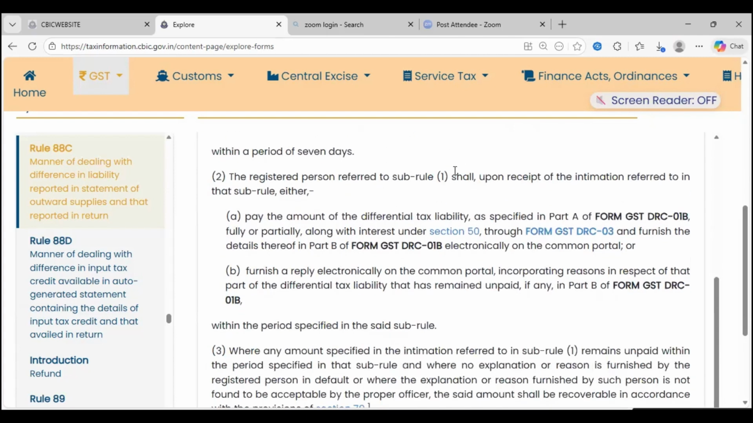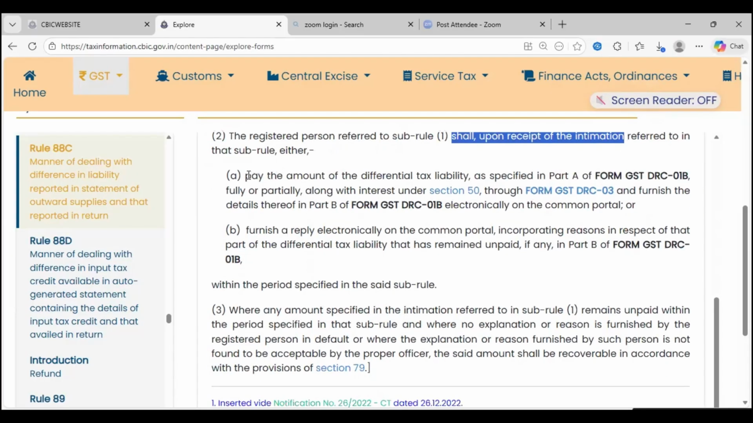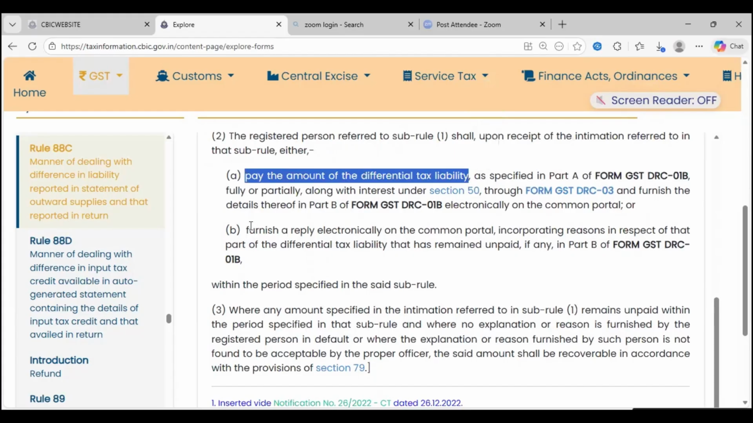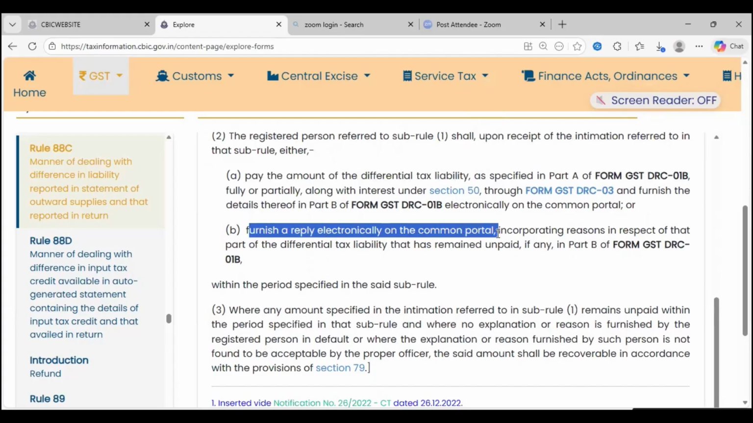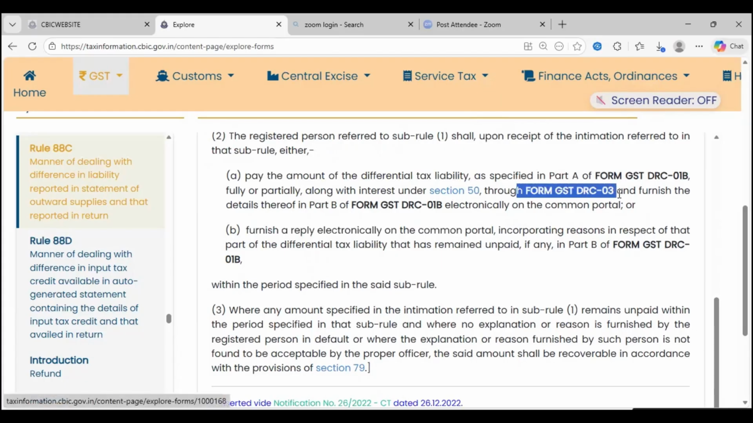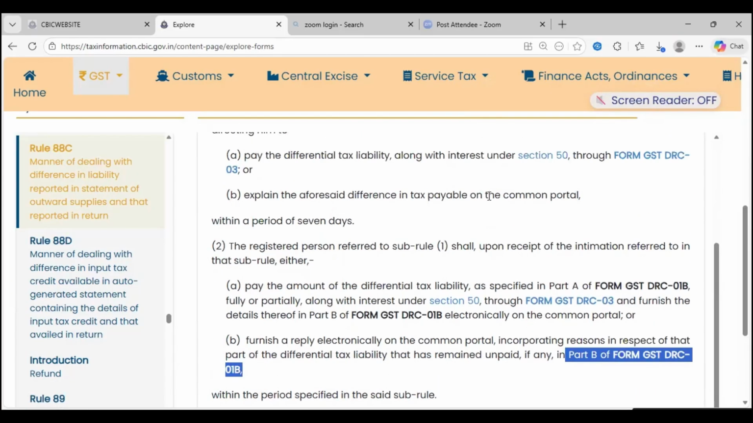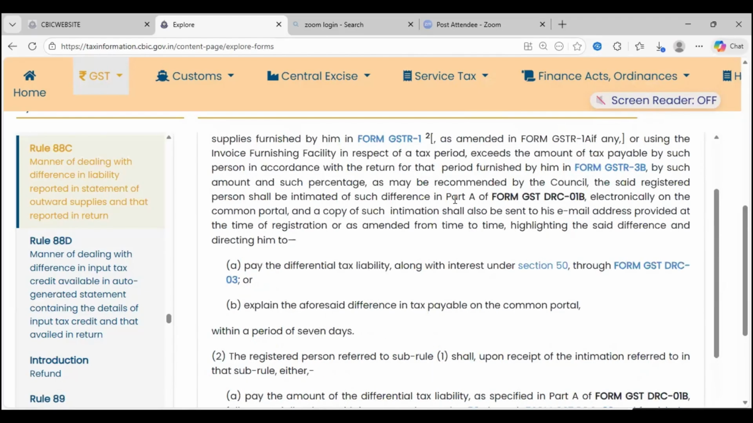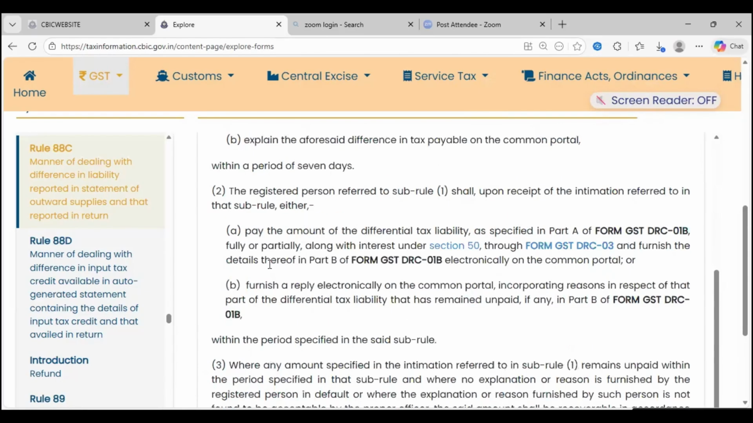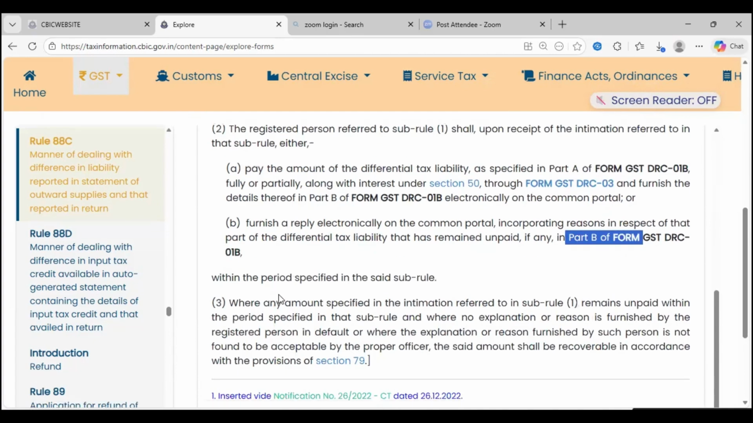The registered person referred to in sub-rule 1 shall, upon receipt of intimation, either pay the amount of differential tax liability or furnish a reply electronically on the common portal. So when you make the payment, you will make the payment through DRC-03 or you give a reply in Part B of DRC-01B. Part A is where you get this notice. Part B is where I give my reply. This is what they are expecting.